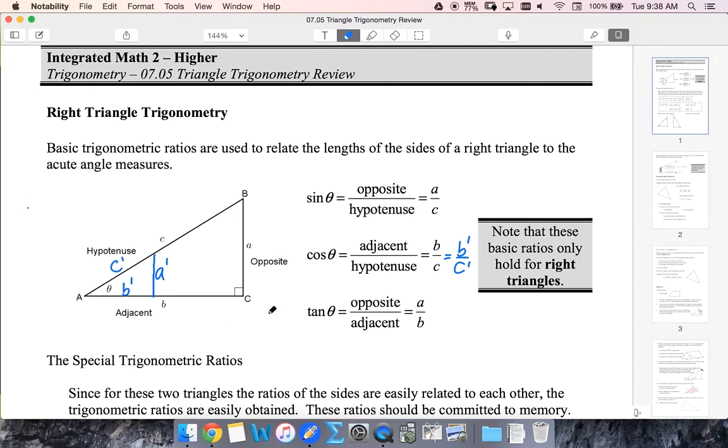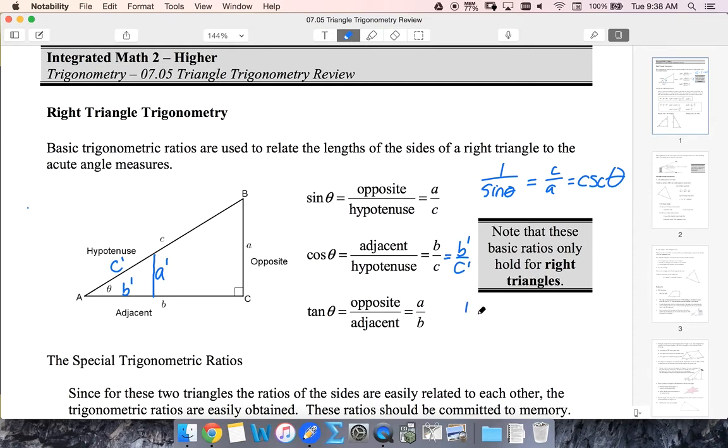Of course, I could also think of them the other way, C over A. If I flip sine over, the reciprocal, 1 over sine theta, is of course C over A, and that one we call the cosecant of theta. Cosine, if we flipped that one over, we would call the secant. So there are names for when we flip it over.